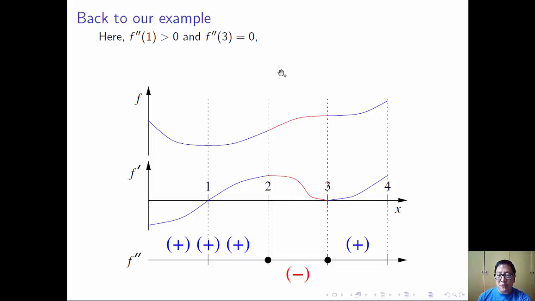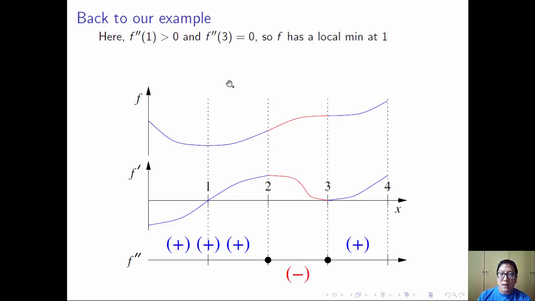So coming back to our example, let me show you how that goes in practice. Remember, our critical numbers were x equals 1 and x equals 3. And we saw from before that f double prime of 1 was positive and f double prime of 3 is 0, because we're going from negative to positive here. And so at x equals 1, f is making a smiley face, which means we have a local min.